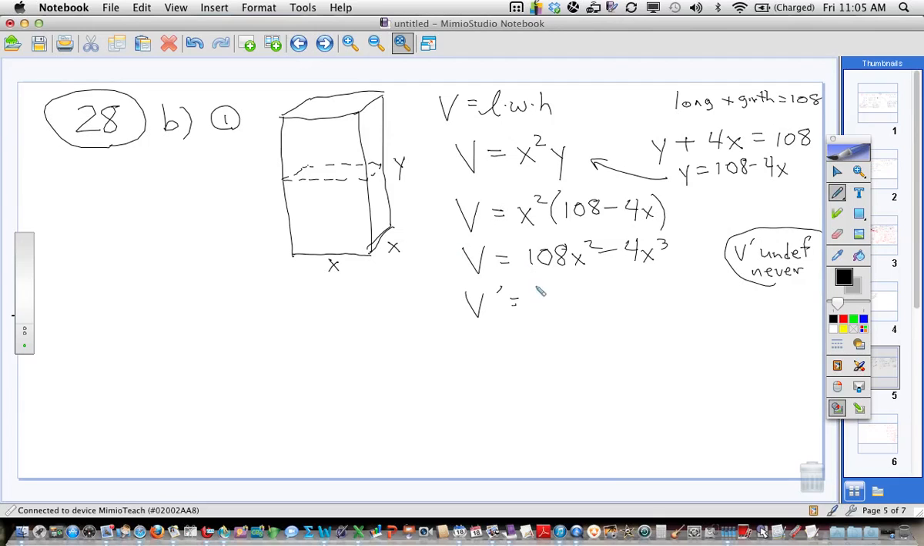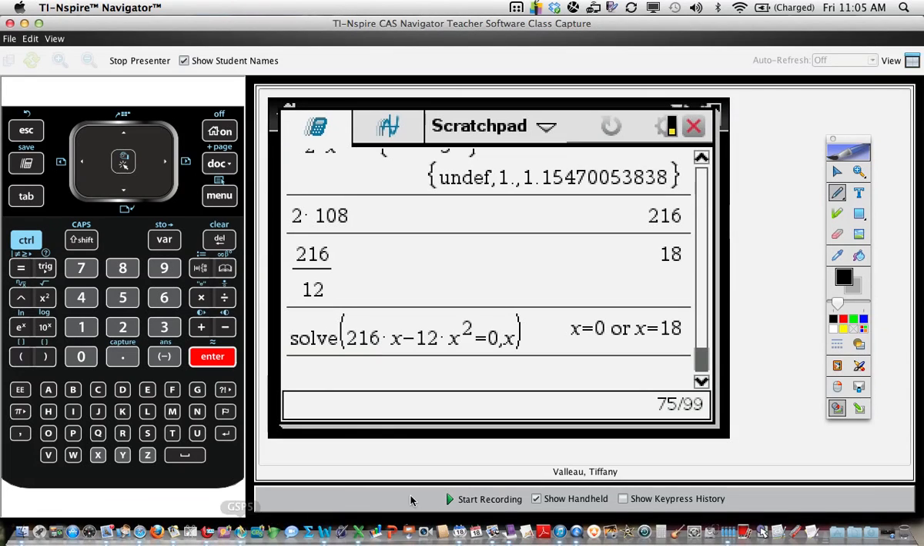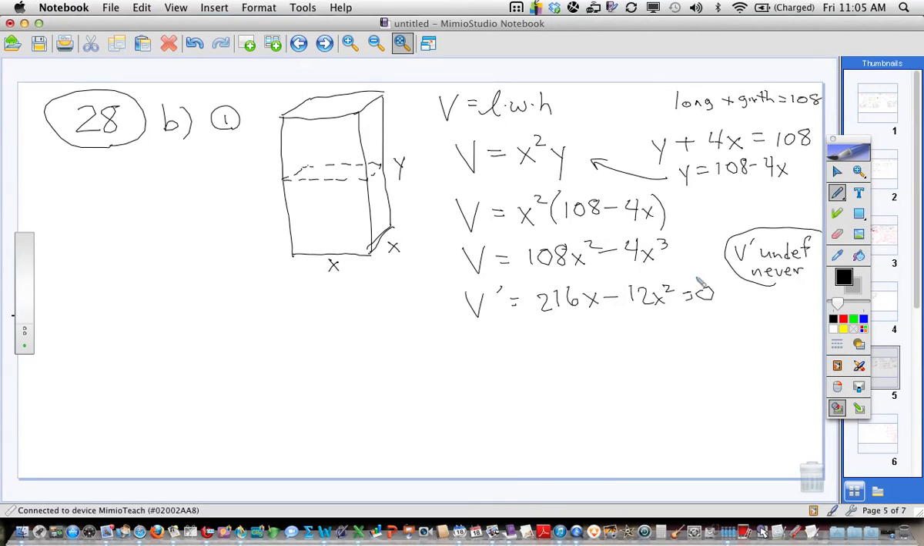So now we do the derivative. You're ahead of me here. What do you got? 216x minus 12x squared. You set that equal to 0. Zero or 18. Okay. And so we said V prime is never undefined. We've got those as possible candidates. And then our endpoints, what would be our endpoints? And what's the question we ask ourselves?